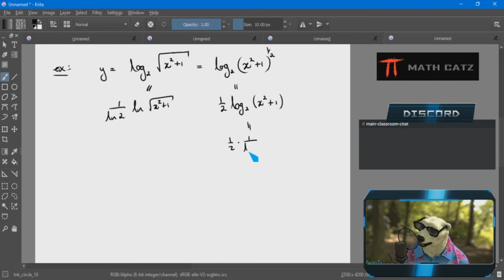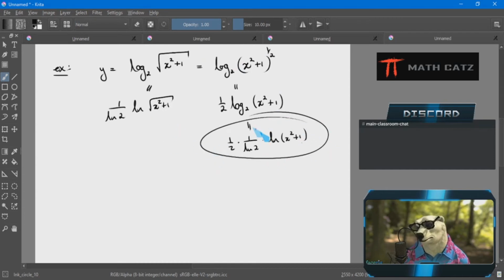Change the base, 1 over natural log 2, 1 over natural... No. Sorry, I'm thinking about something else at the same time, which is never a good idea. X squared plus 1, of course. And then you choose. I didn't have to use the exponent moving property, but I did have to change the base regardless. Which one do you like? I like this one. I don't care how many constants are kept in front. I'm going to go ahead with that.